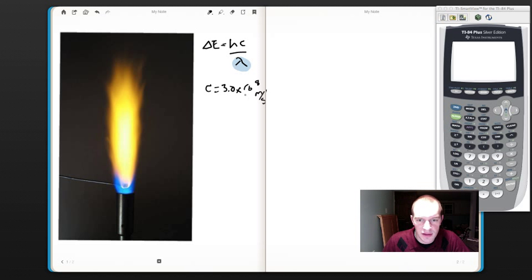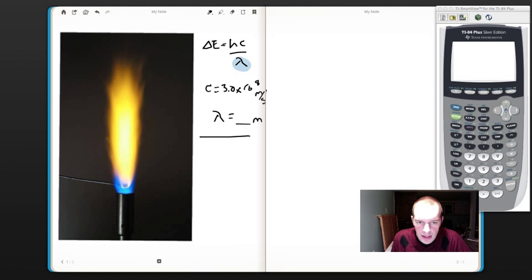And our lambda, therefore, we need to make sure that we're keeping in mind that our lambda has to be measured in some number of seconds. No, not some number of seconds. What am I talking about? It needs to be measured in some number of meters because we have to have agreement.